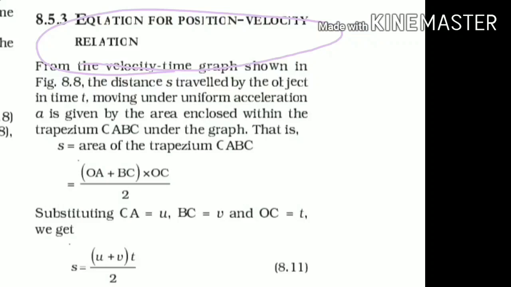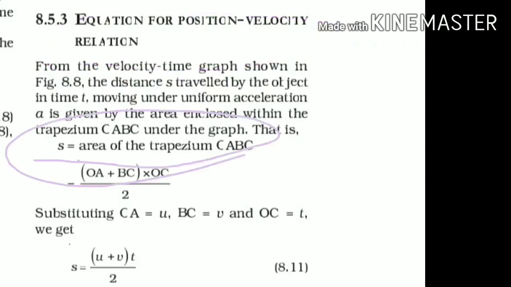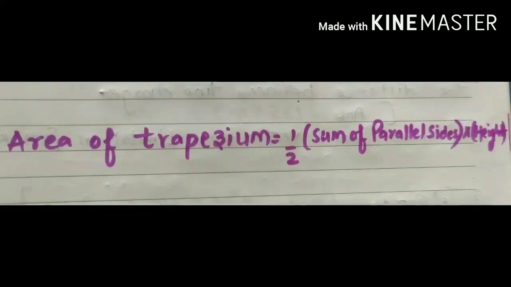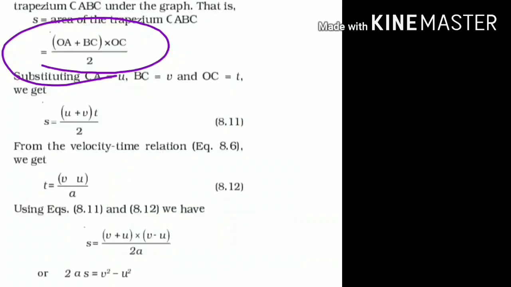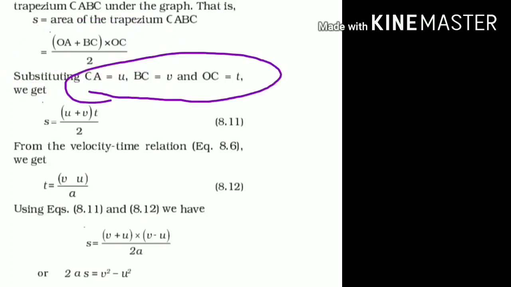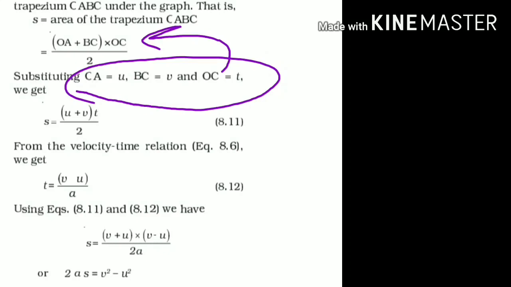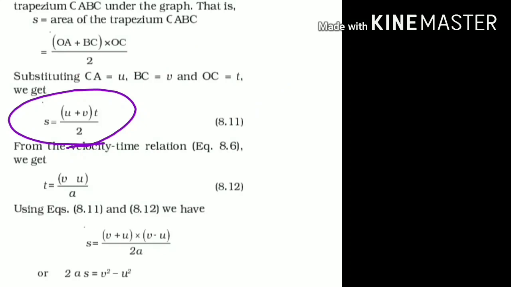Now we will study the equation for the position velocity relationship. In a similar manner, distance is equal to the area of trapezium OABC. Here we will use the formula: area of trapezium is equal to half of the sum of parallel sides into height. We will apply this formula to this trapezium. OA and BC are the parallel sides of the trapezium and AD is the height of the trapezium. So we will apply the formula of the area of a trapezium over here. From the graph, we have concluded that OA is equal to U, BC is equal to V and OC is equal to T. We will simply substitute the values and get this.